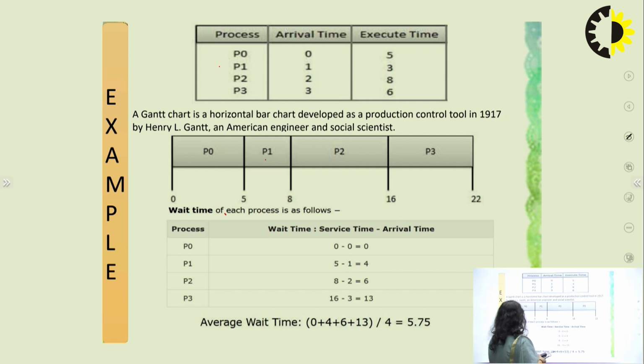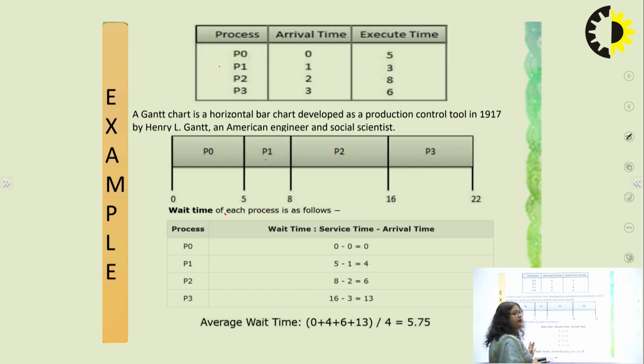For P1, P1 comes at time 1, but it is assigned the processor at time 5. So basically 5 minus 1 equals 4. So the waiting time for this particular P1 is 4.